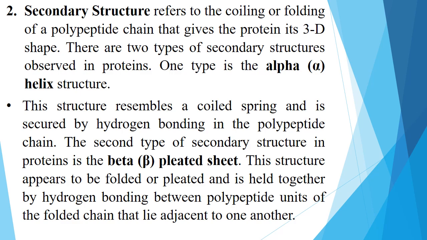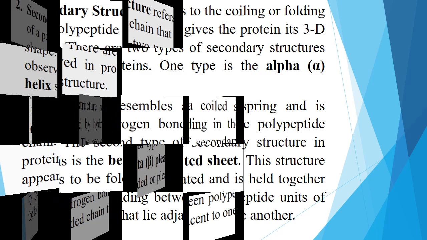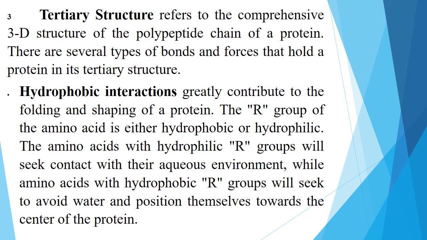The second type of secondary structure in proteins is the beta-pleated sheet. This structure appears to be folded or pleated and is held together by hydrogen bonding between polypeptide units of the folded chain that lie adjacent to one another. Tertiary structure refers to the comprehensive 3D structure of the polypeptide chain of a protein. There are several types of bonds and forces that hold a protein in its tertiary structure.